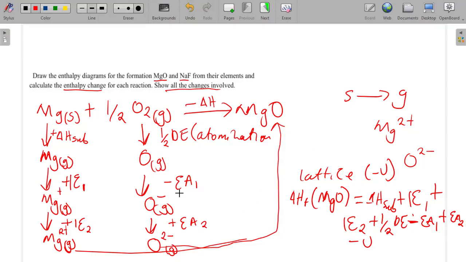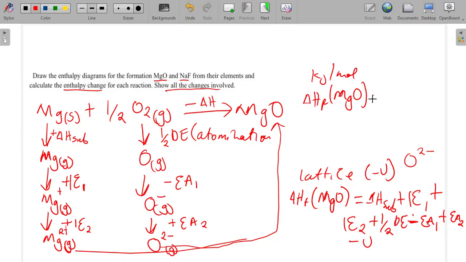Okay, so now we can add numbers. We are going to use numbers from our literature to add what we have here. And remember the change in enthalpy for these energies, the units are in kilojoules per mole. So let's start with the first one. We have the change in enthalpy for sublimation of magnesium there, which is actually 148. So that's 148 kilojoules per mole.